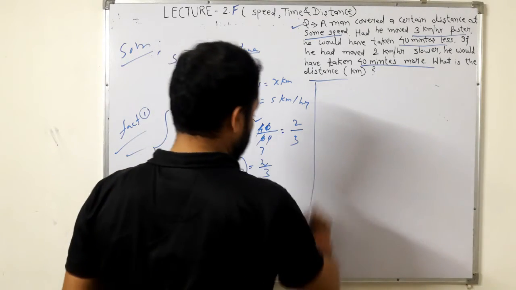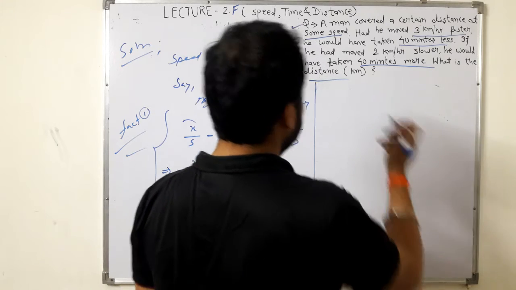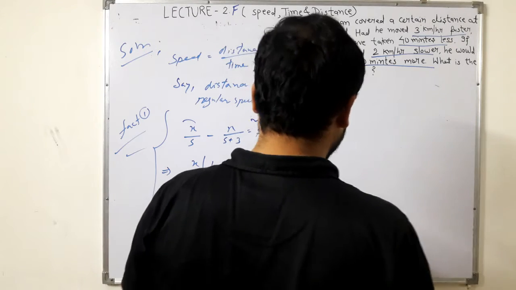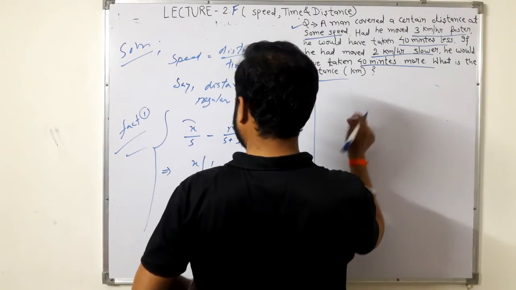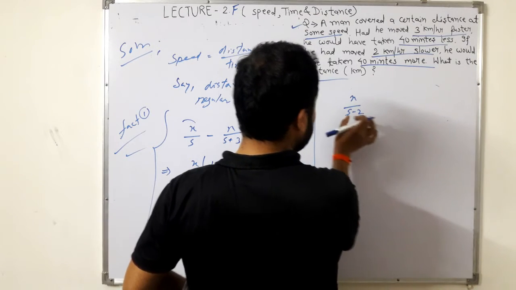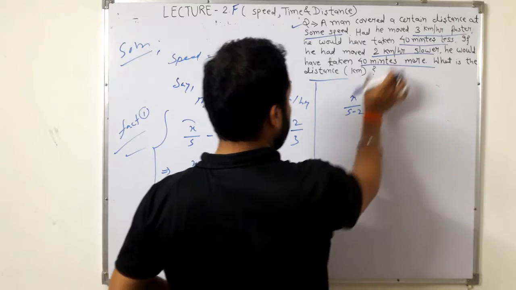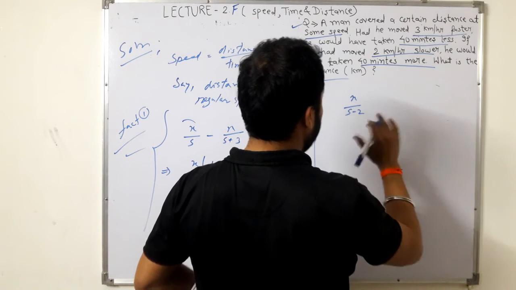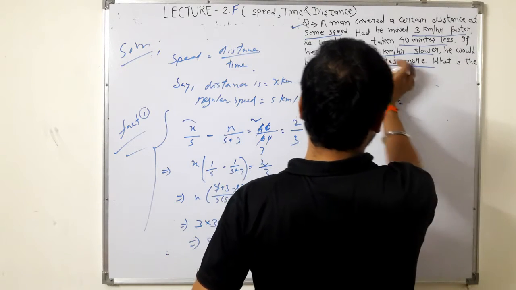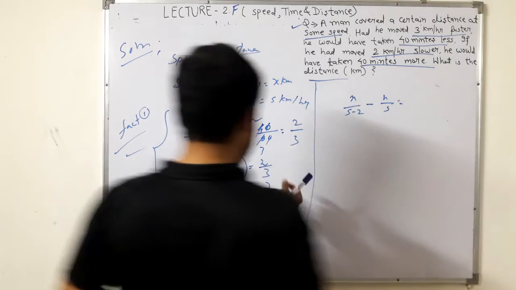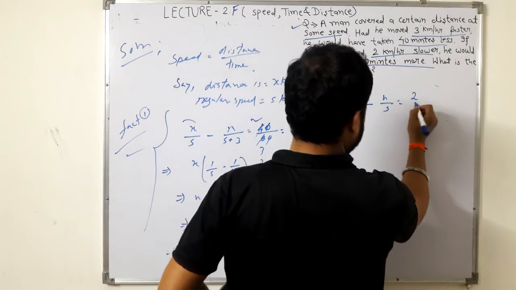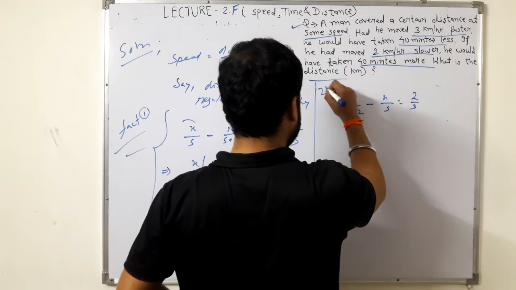Now what does fact 2 say? If he had moved 2 km per hour slower, what is the speed? If s is the normal speed, then s minus 2 is the speed with 2 km per hour slower. Then x by s minus 2, he would take 40 minutes more. So 40 minutes we have already converted into hours, that is 2 by 3. The second fact says that.